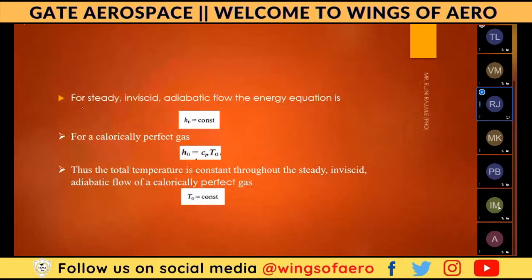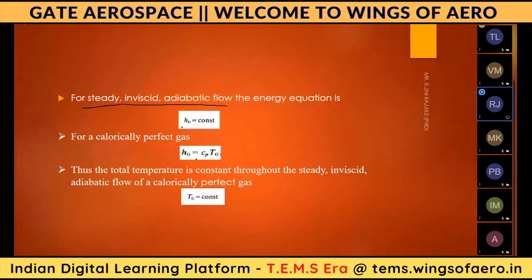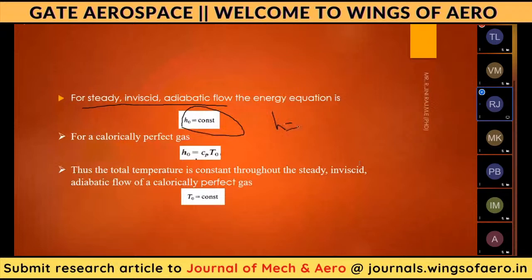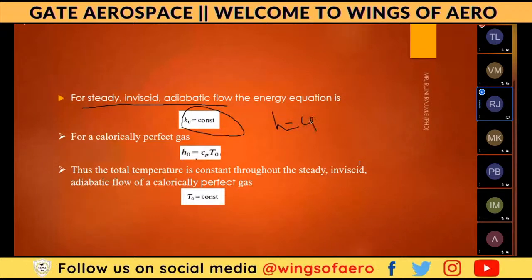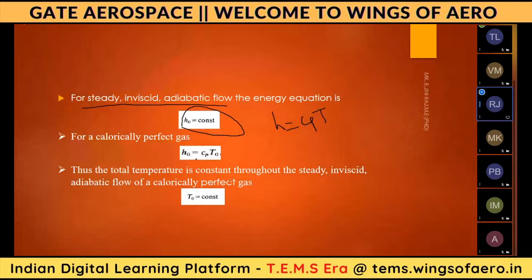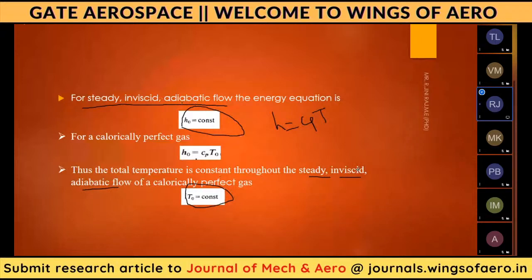For a steady inviscid adiabatic flow, the energy equation is H naught equal to constant. The stagnation enthalpy is equal to constant. We know the enthalpy formula H equal to Cp into T. So therefore H naught equal to Cp into T naught. So if H naught is constant, then automatically T naught will also be constant. Therefore, for a steady, inviscid adiabatic flow, the stagnation temperature, or total temperature, is also constant.